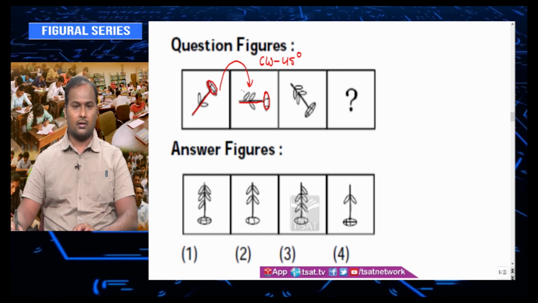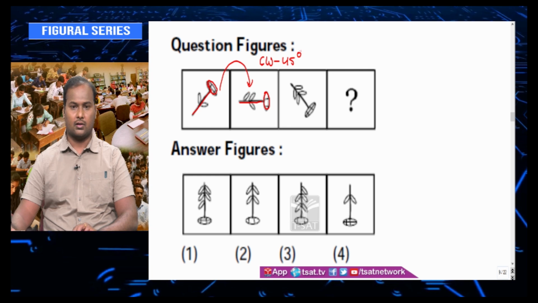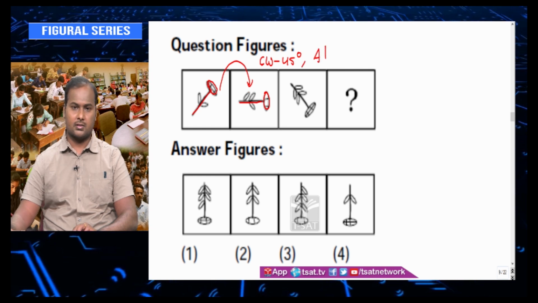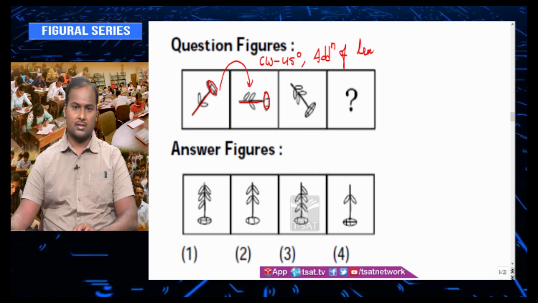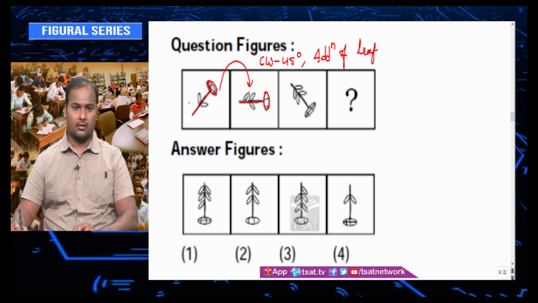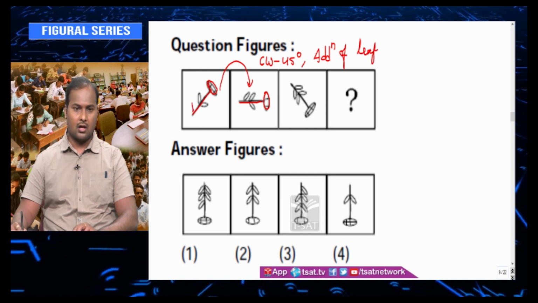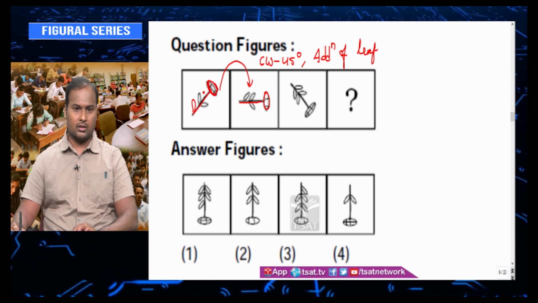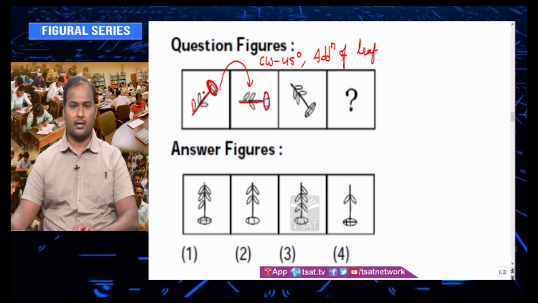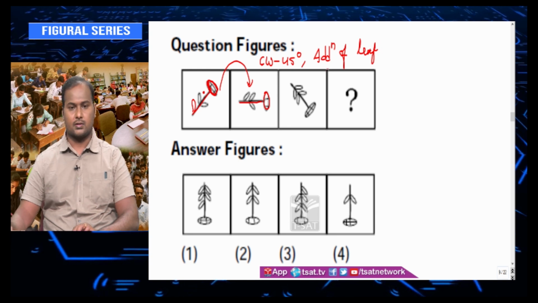And what is the second change you can observe? I can observe that there is an addition of a leaf. That is the second change. Now is the leaf added on the inside or outside? The leaf is added on the outside here, but not in the inside or near this particular circle. So it is an addition of a leaf to the outside.